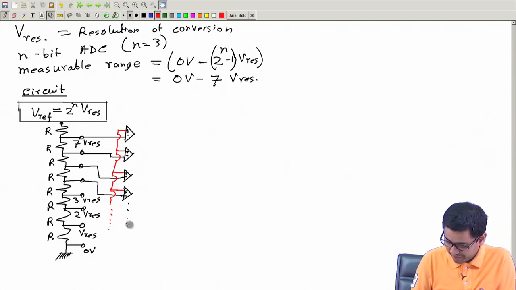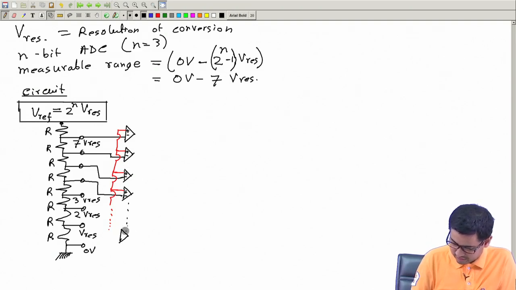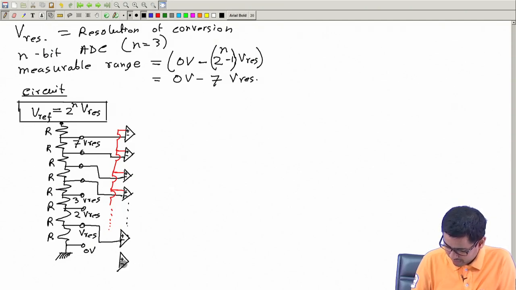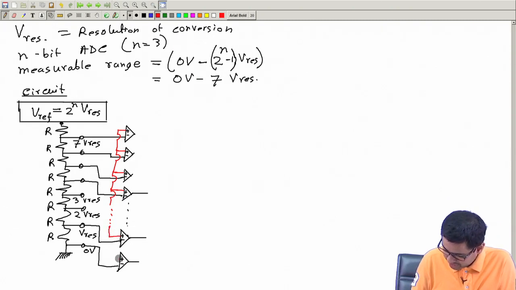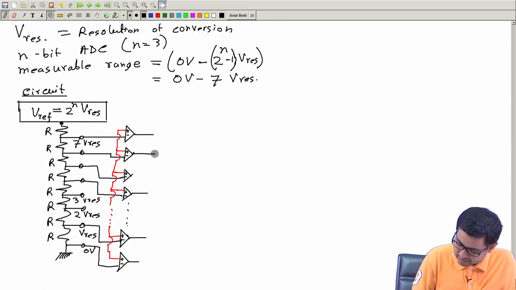Okay, we will have many comparators, and let me put the last comparator here, plus minus. So, 1, 2, 3, 4, 5, 6, 7, 8. Okay, before that we can have one more plus minus, and all these plus inputs are shorted together. Okay, and these are the outputs.